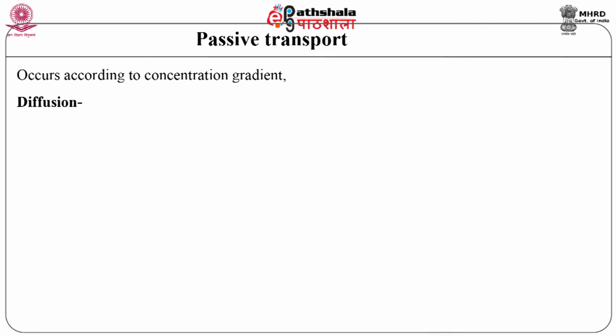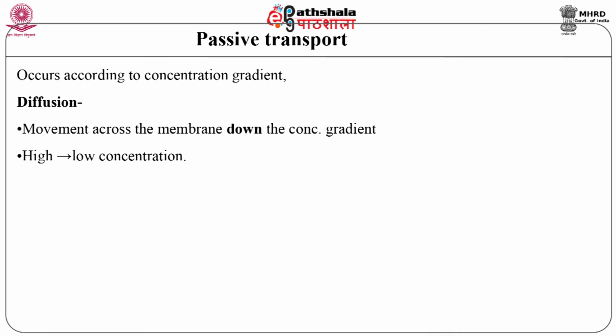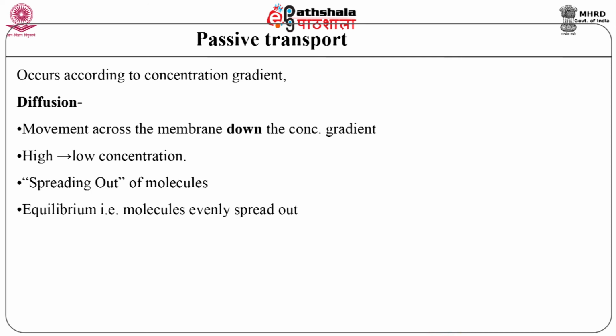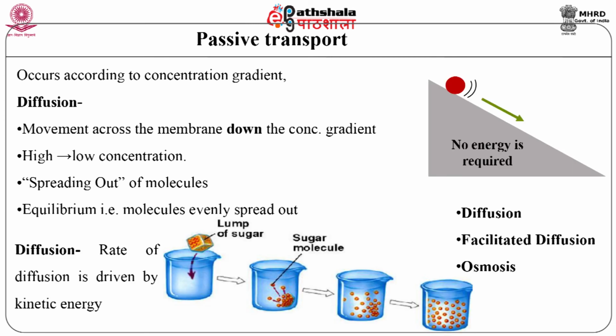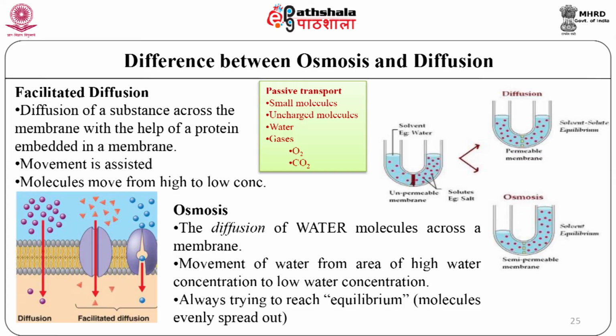Diffusion. Diffusion is the movement of molecules across the membrane down the concentration gradient, from high to low concentration, spreading out the molecules. It is always trying to reach equilibrium, that is, molecules are evenly spread out. The more kinetic energy, the faster the rate of diffusion. The higher the temperature, the faster the rate of diffusion.